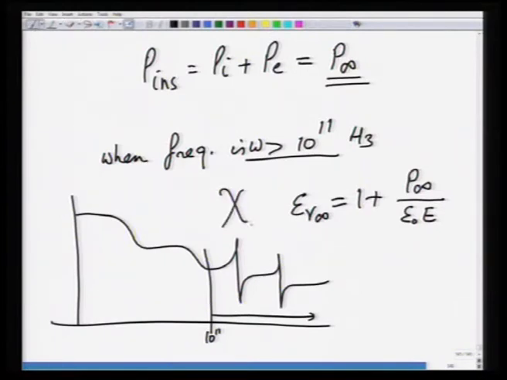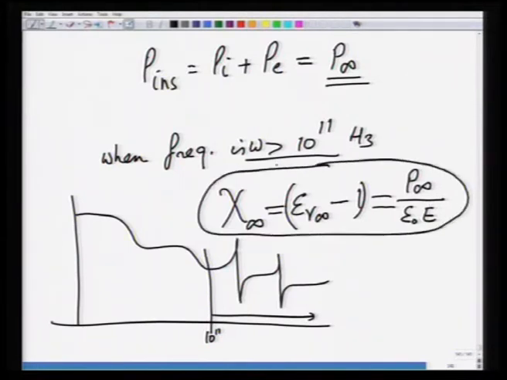So, chi infinity is equal to epsilon r minus 1, and this is equal to nothing but the polarization developed at that particular point of time, which is P infinity divided by epsilon naught E. So, we have just followed the definition that we probably took in the beginning of this module.